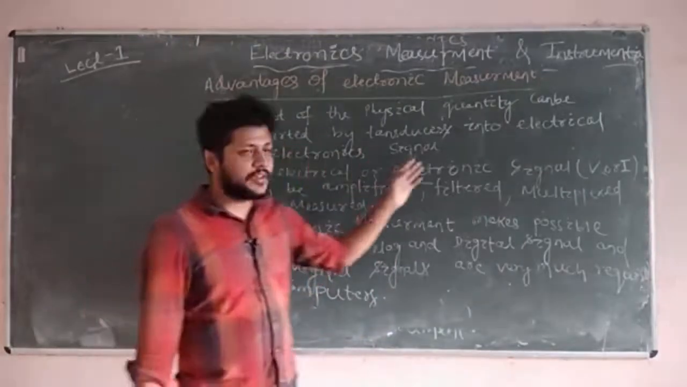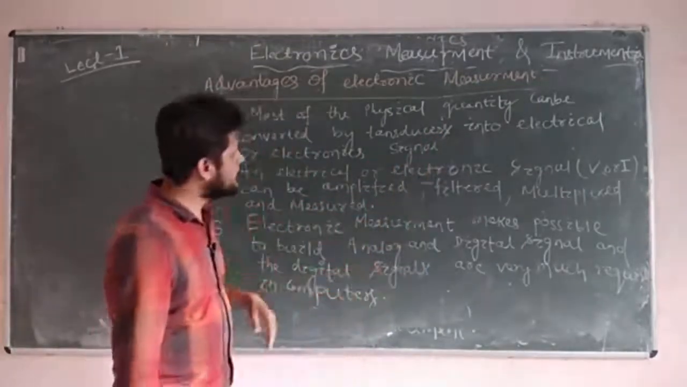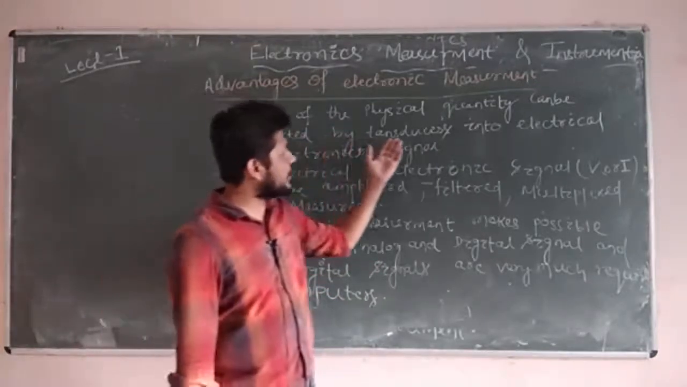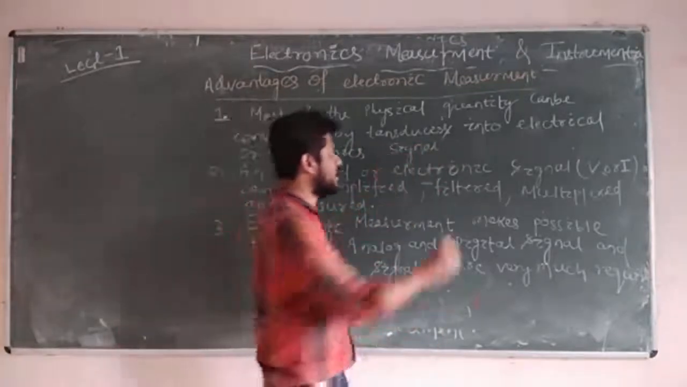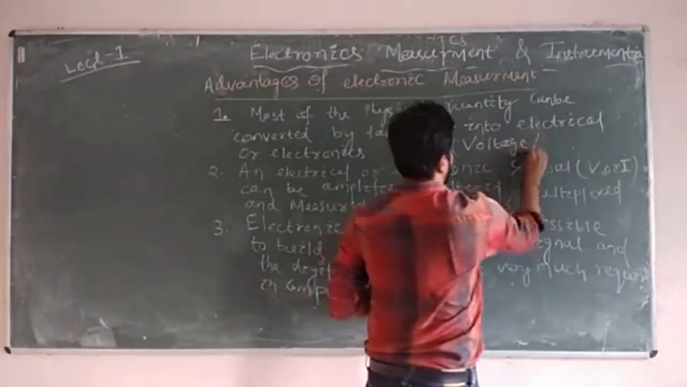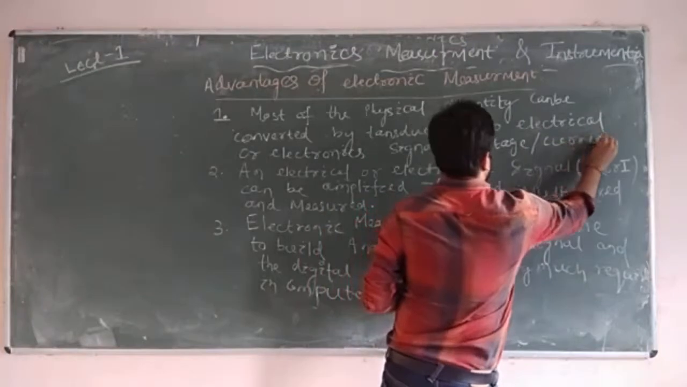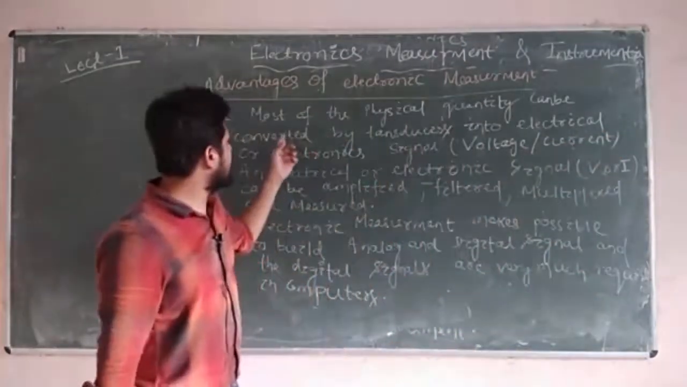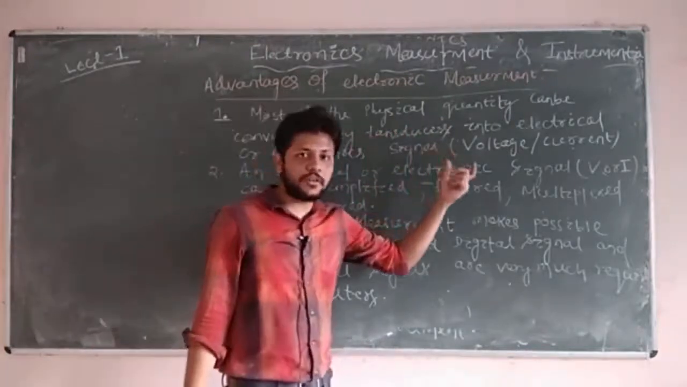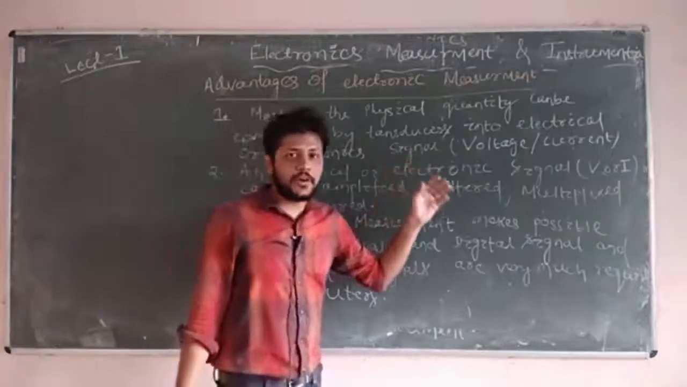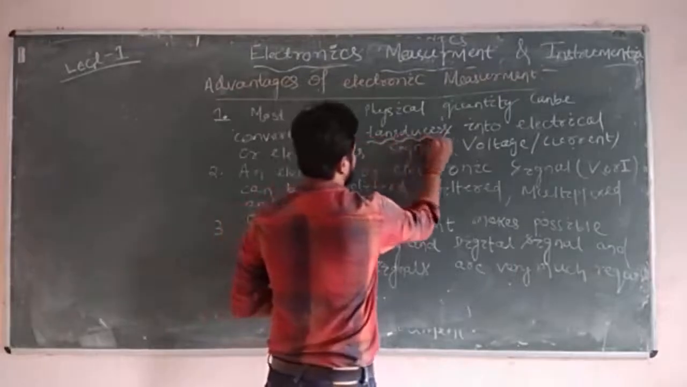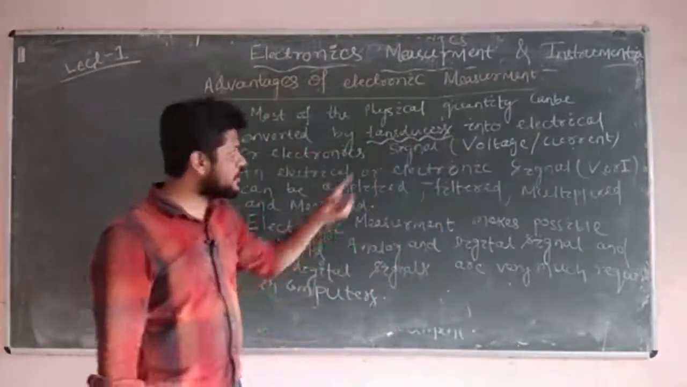So what are the advantages of these electronic instruments? I have listed a few here. The first advantage is that most physical quantities can be converted by a transducer into electrical or electronic signals, which means voltage or current. For example, the physical quantity, that is the quantity we want to measure, such as pressure, temperature or voice, are mechanical signals, but we are able to convert them into electrical signals with the help of a transducer or sensor. We will study about transducers and sensors in unit 6.